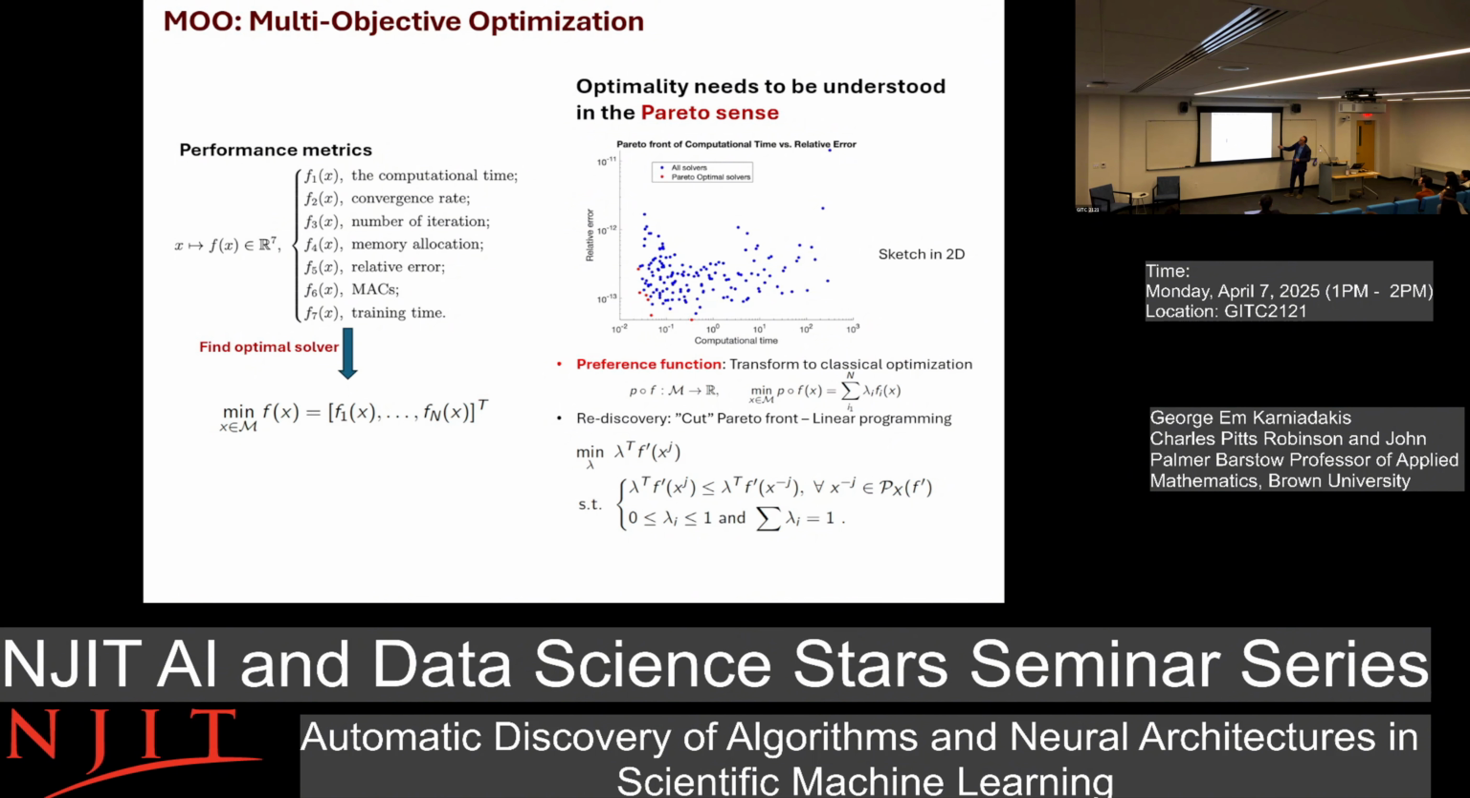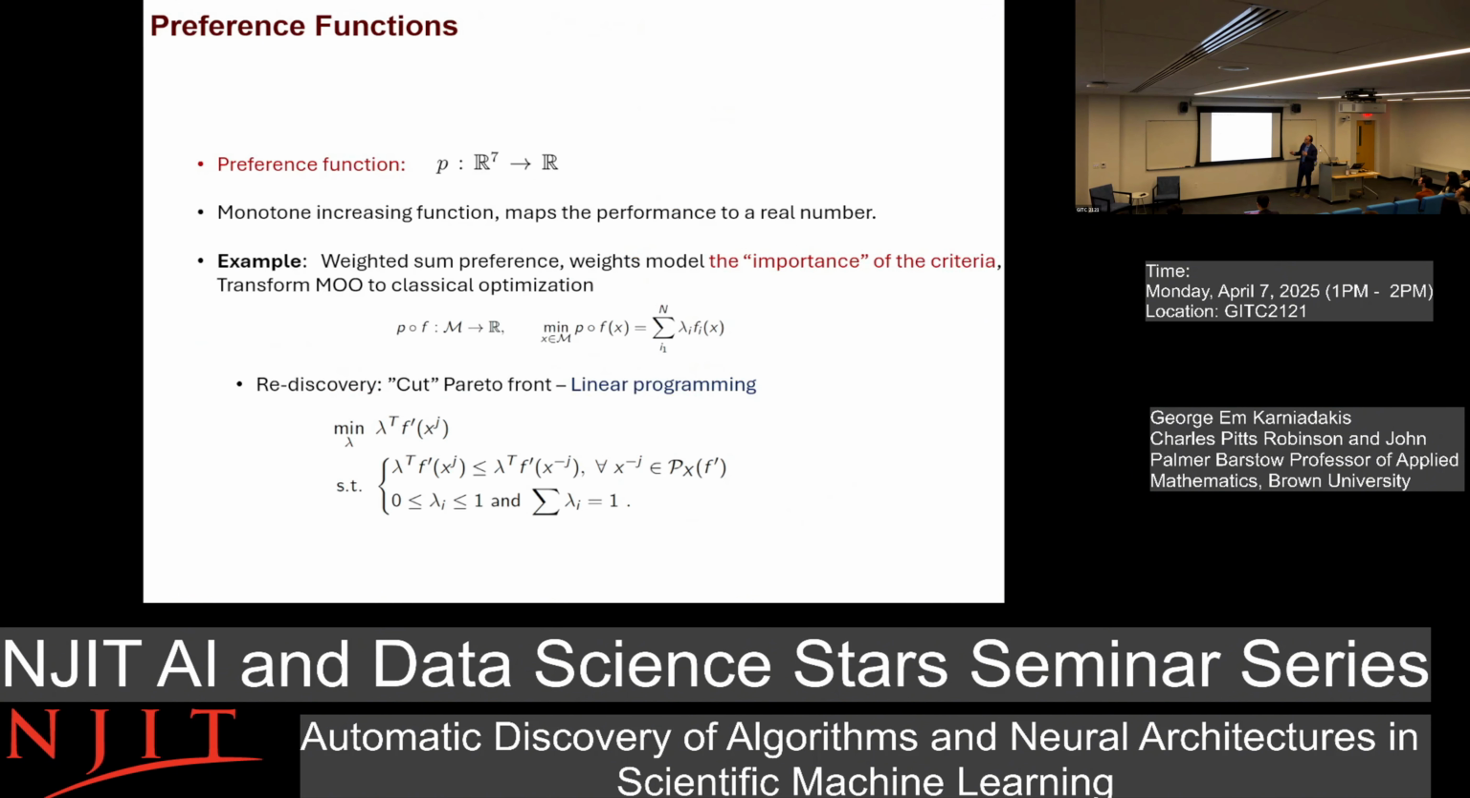I will want to minimize with respect to computational time, want to enhance convergence rate, number of iterations, and so on. Here's the number of multiplications and additions, and so on. So I want to minimize with respect to this multidimensional vector, and I want to also talk about preference function. But I will show you all this in the next slide, how I set up the problem.